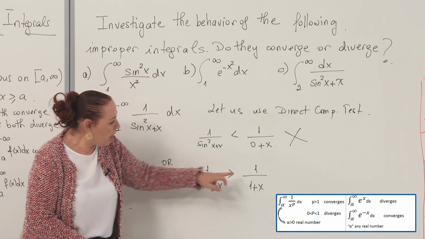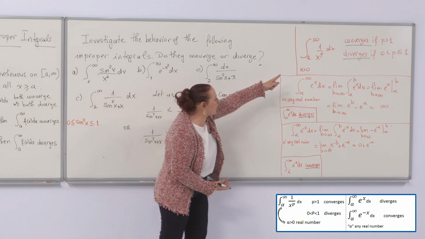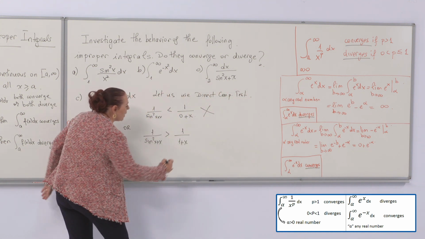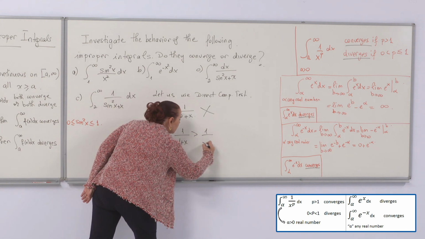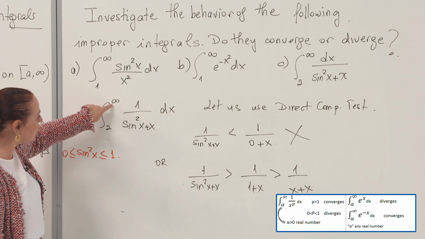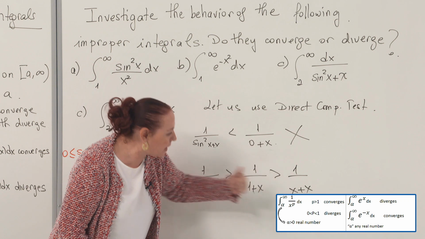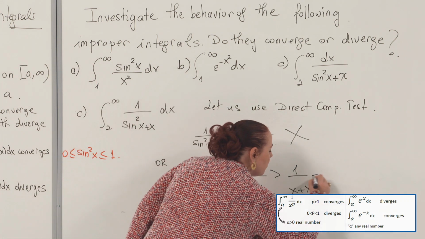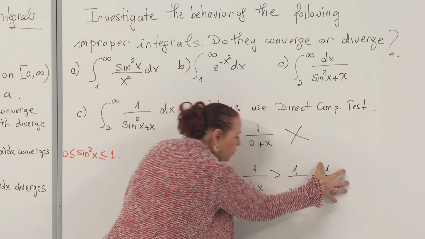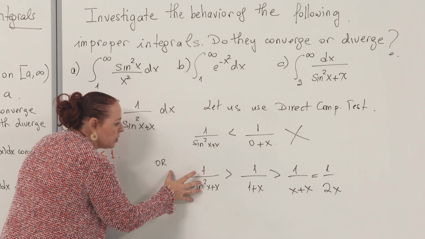I have written down 1 over 1 plus x. It's not a p integral, I have 1 here. So I continue to write something even smaller. Instead of 1, I write x. x is from 1 to 2, so x is a greater value than 1, so it gets smaller. So I have 1 over 2x. If this is divergent, this will diverge. If this is convergent, it's not going to work.